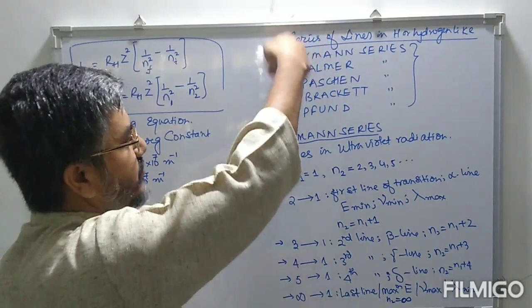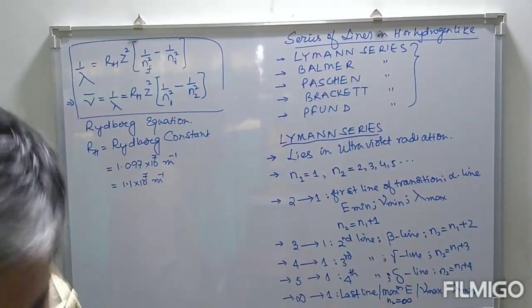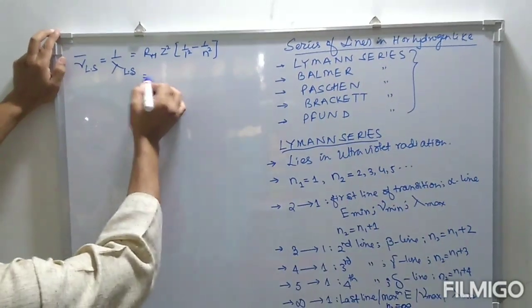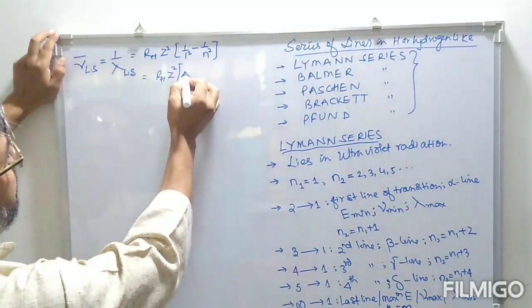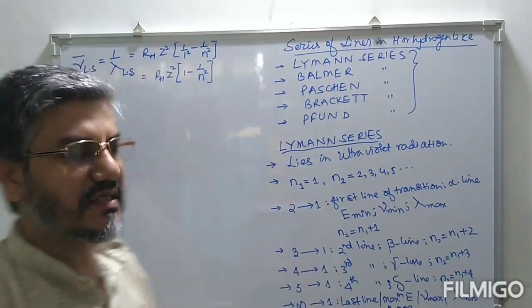For this Lyman series, the transitions are 2 to 1, 3 to 1, 4 to 1, 5 to 1, and infinity to 1. For this Lyman series, the value of N1 is always fixed, that is 1. N2 can have any value greater than 1. Therefore, wave number for this Lyman series, or 1 by wavelength, is equal to RH, for hydrogen Z equals 1, or simply we can write Z square also, times 1 by 1 square minus 1 by n square. So this is RH Z square times (1 minus 1 by n square). This is the equation applicable for Lyman series.